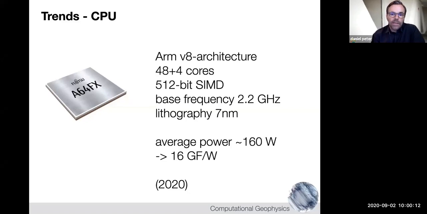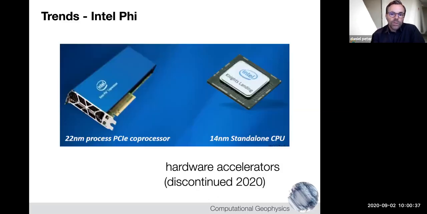And in this case, these 48 plus 4 cores take about 160 watts, which gives you about 16 gigaflops per watt. So that's basically a measure of how many flops per watt you can do. It's a measure of how energy efficient it basically is. Good.